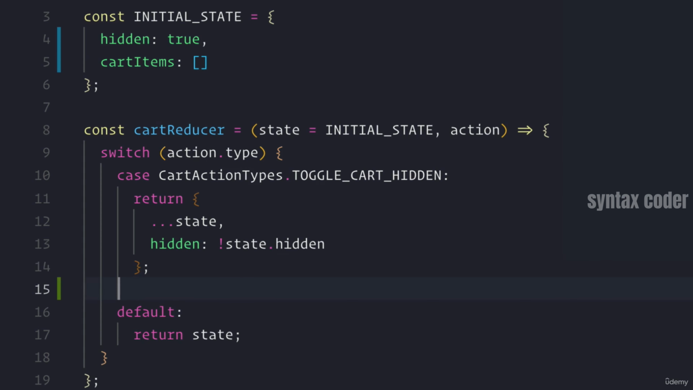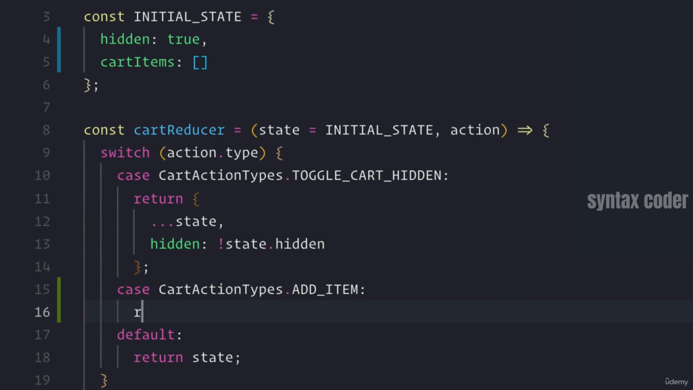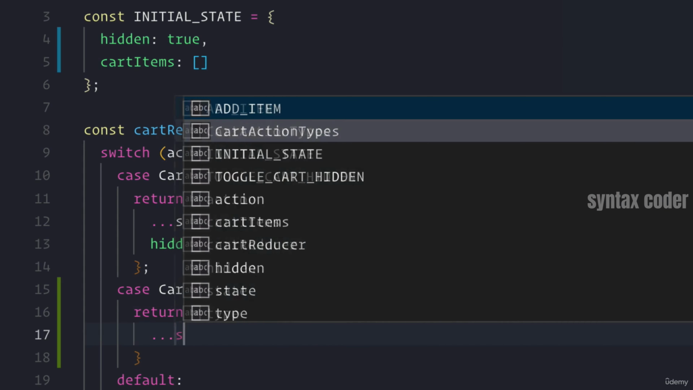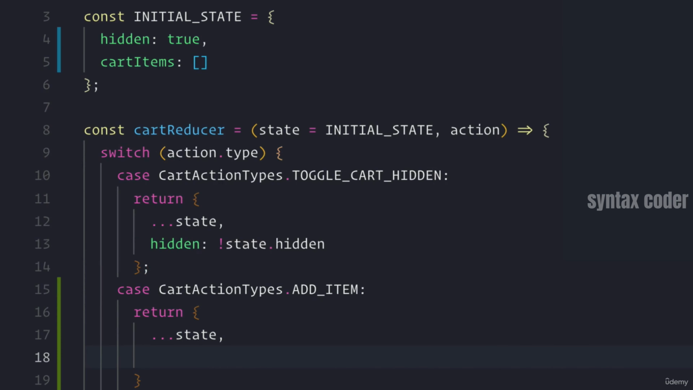So what we're going to do is add a new case right underneath our first case with toggle cart hidden, called cart action types using our new add item. And what we'll say is we want to return an object with all of the state, as it is, we'll spread it through. But now we want our cart items array to be our old cart items, and then the newest action that got fired, that is triggering our add item.